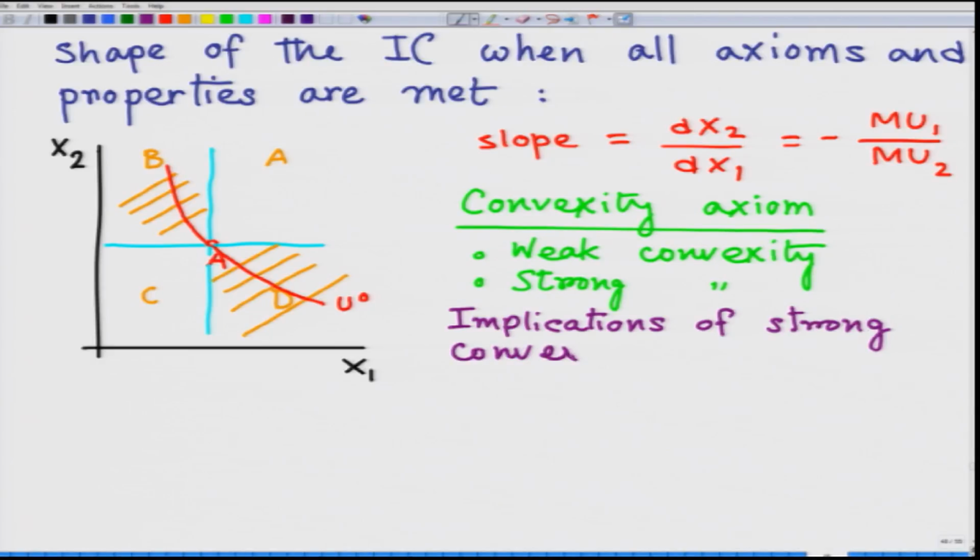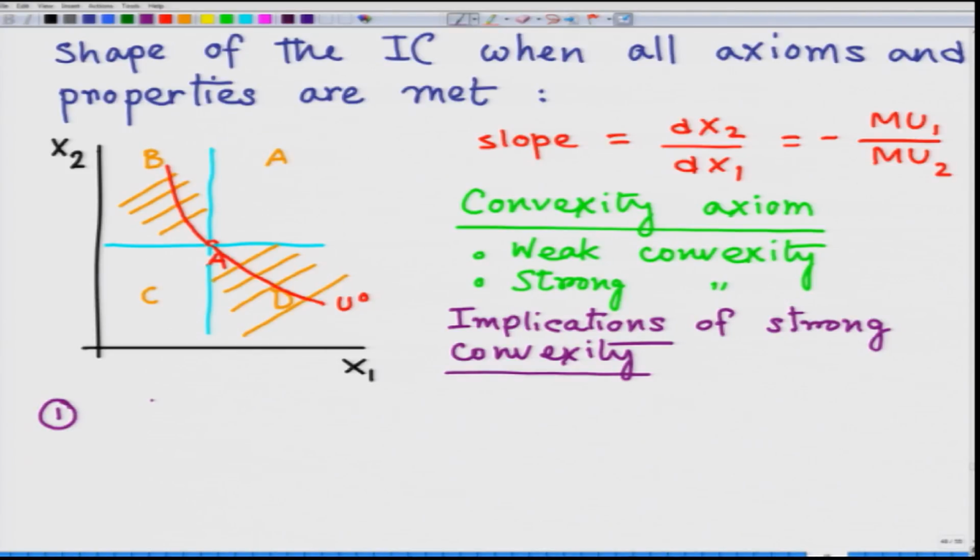Convexity is really important in economic analysis, and that is why we are focusing more on this convexity property of the indifference curve or iso-utility curve. So, now we are going to talk about the first implication of convexity.